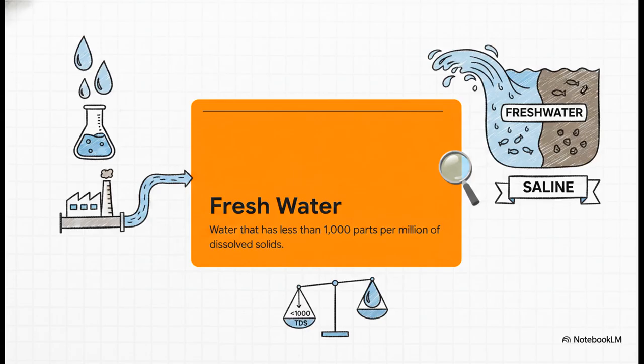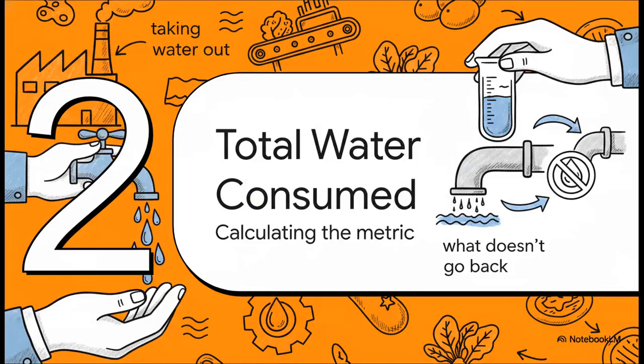But that begs the question, what exactly counts as fresh water? Well, the standard says companies should defer to their local jurisdictional laws first. But if no legal definition exists, SASB provides a specific default threshold. Fresh water is defined as water having less than 1,000 parts per million of dissolved solids. So, unless you're pulling highly saline, salty water, pretty much all standard utility water is going to fit right into this freshwater category. Moving right along to Section 2, calculating total water consumed.